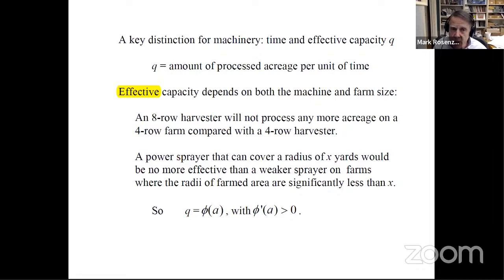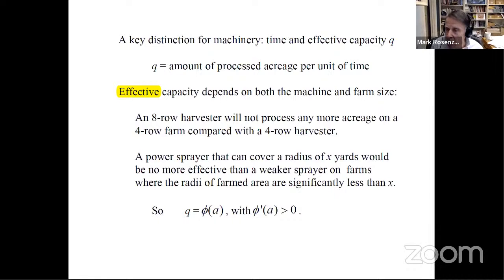Now, effective capacity is the amount of processed acreage per unit of time. And effective capacity is going to depend both on the machine and farm size. Let me illustrate that in two ways. Okay. So there are 4-row harvesters and 8-row harvesters.